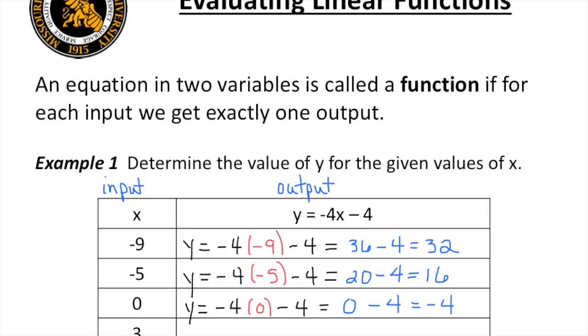In our last example, x equals 3. Replacing the x in the equation by a 3, and then performing the computation, negative 4 times 3 gives us negative 12. Minus 4 results in a final output of negative 16.